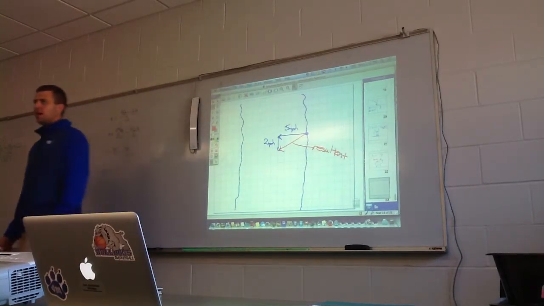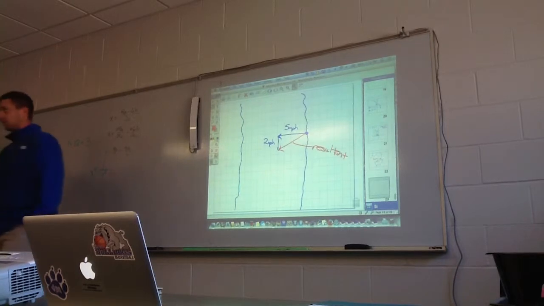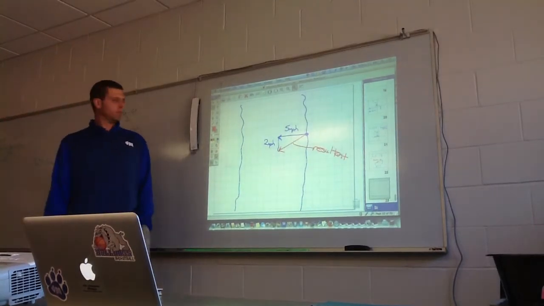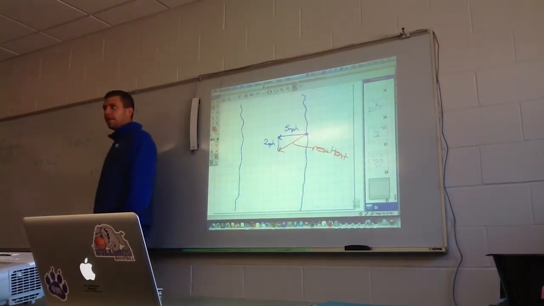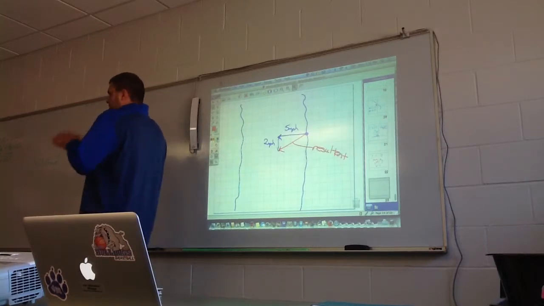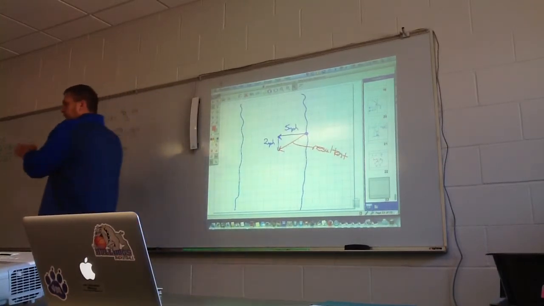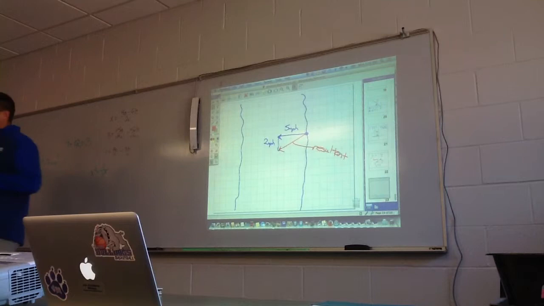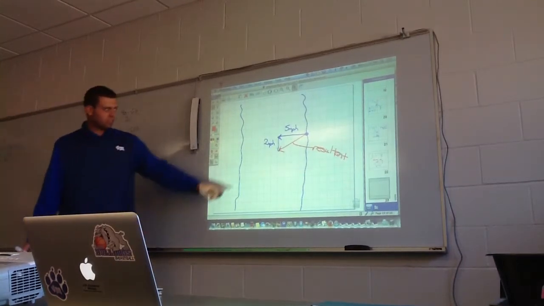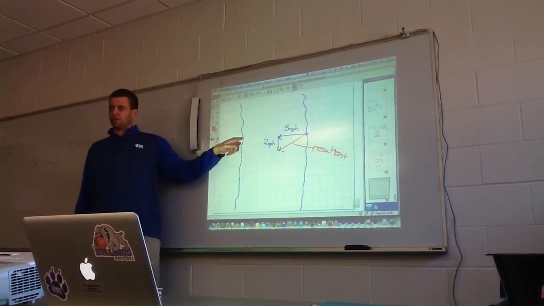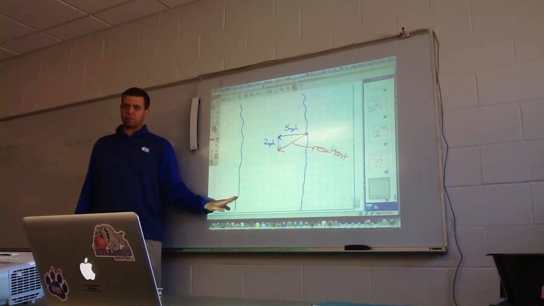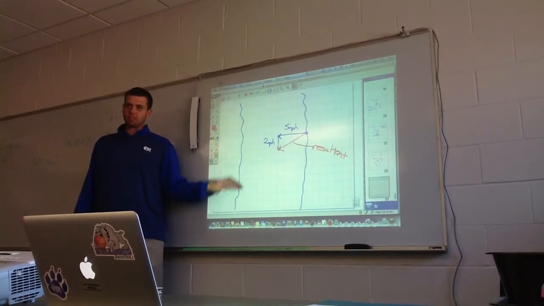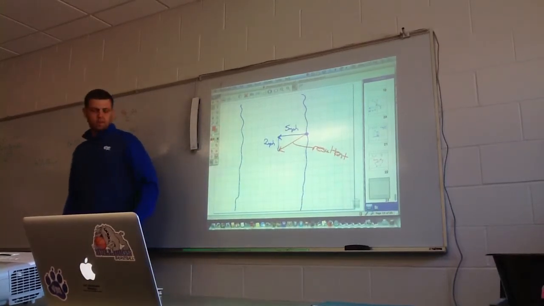Unless you compensate for the current, which we get into problems like that eventually too. But if you just take off, you don't try and compensate, and you just try to go straight west across that river, you're obviously not going to make it straight across. You're going to end up downstream a little bit, right? Because the current's going to push you downstream.